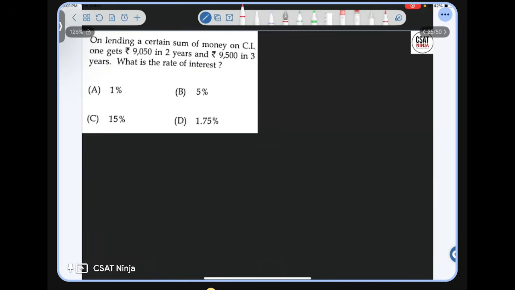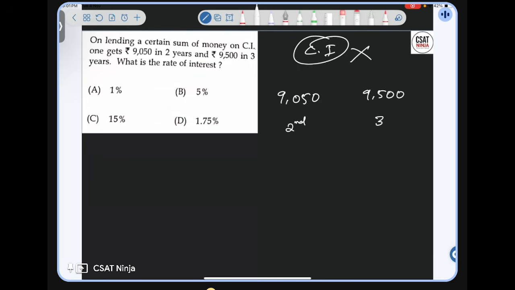Okay. It's on a certain sum of money on compound interest, one gets 9,050 in the first year, 9,500 in the second year. It's a very simple question. I'll just give you the concept and I'll let you solve. The question says compound interest, but it is not a compound interest question. It's a simple interest question. Why? Because the starting amount is 9050. This is the principal. Let's say this is the second year, and for the third year, it is 9500.